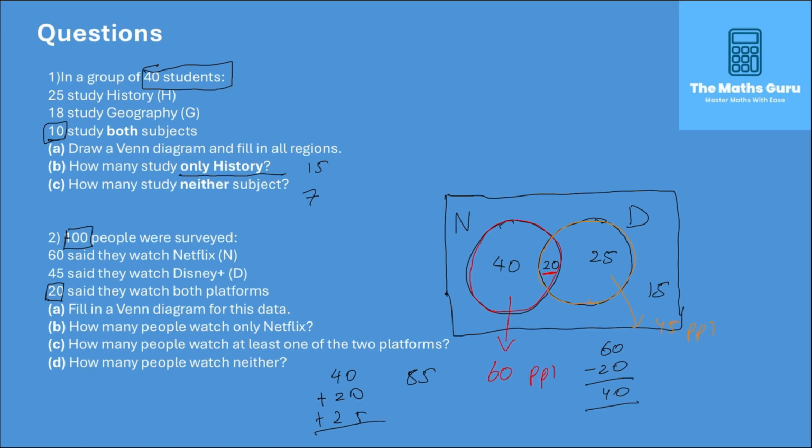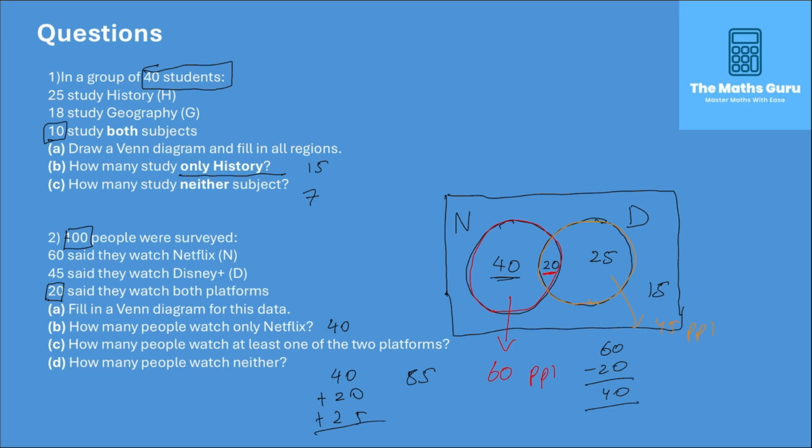It then tells us how many people watch only Netflix. Only Netflix is going to be 40. As you can see from here, 20, they watch both. 25, nothing to do with Netflix. And 15, also nothing to do with Netflix.